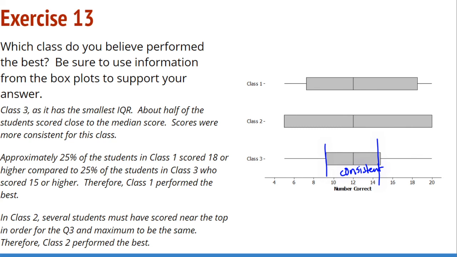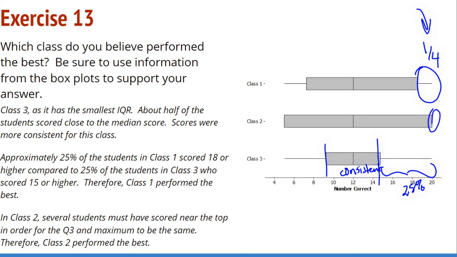As we look at class 1, about 25% of the students in class 1 scored 18 or higher. So I've got 1/4 of my class that is scoring very high. And that's compared to 25% in class 3 that scored about 15 or better. So if we want to look at how many kids scored high, class 1, we could say class 1 did better.